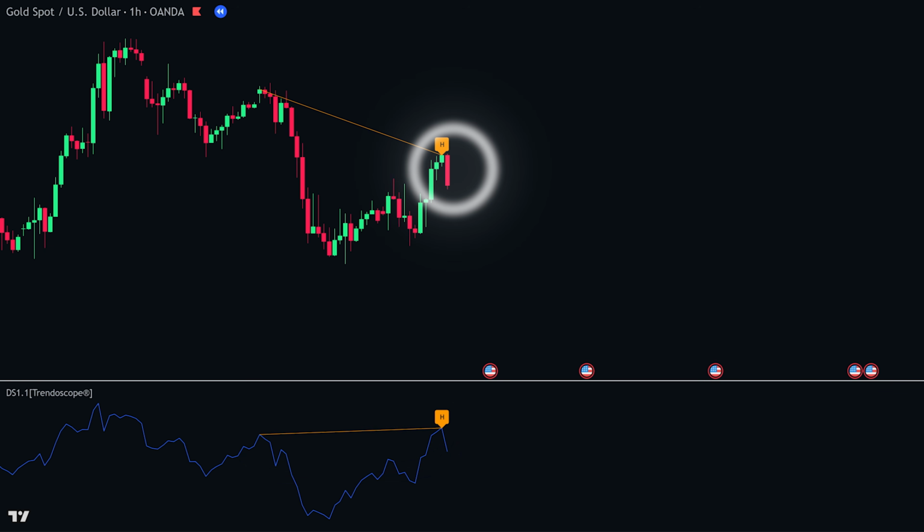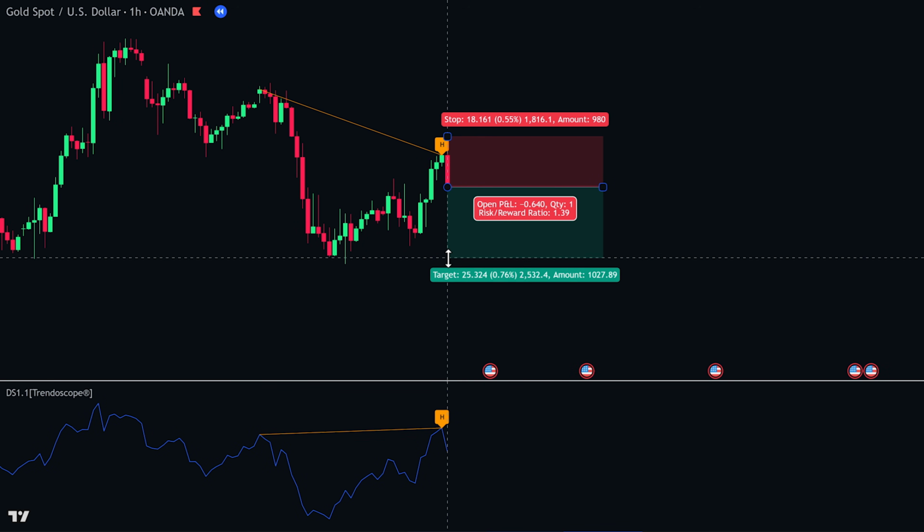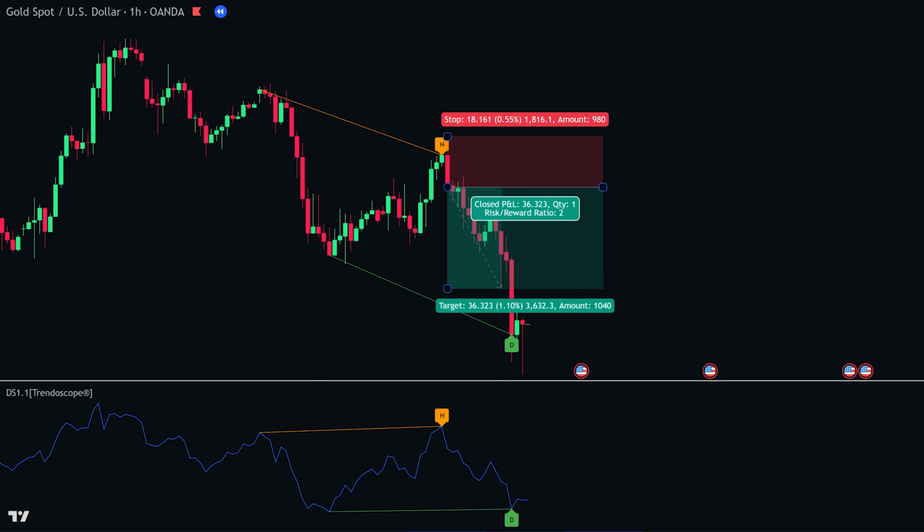Once a bearish candle forms right after the divergence, that's our signal to enter a sell trade. We place the stop loss above the recent swing high, the point marked by the divergence. Then we aim for a 1-to-2 risk-to-reward ratio. Let the trade run, and as shown here, price continues downward and cleanly hits the profit target.